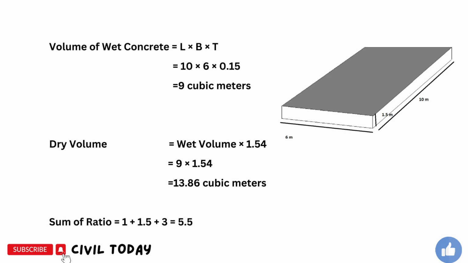This dry volume we need for the further calculations of the proportions: how much cement we will use, how much aggregates we will use, how much sand we will use. We will directly calculate the quantity using this dry volume. And we also need the sum of proportions. Our proportion is 1 : 1.5 : 3, and we add them, it comes to 5.5.